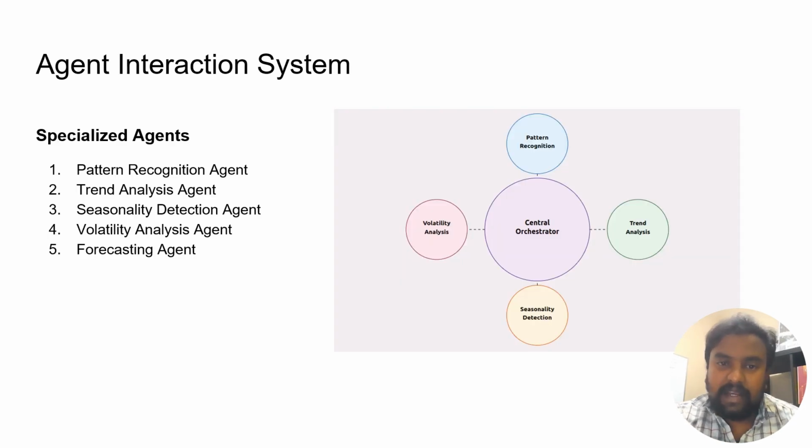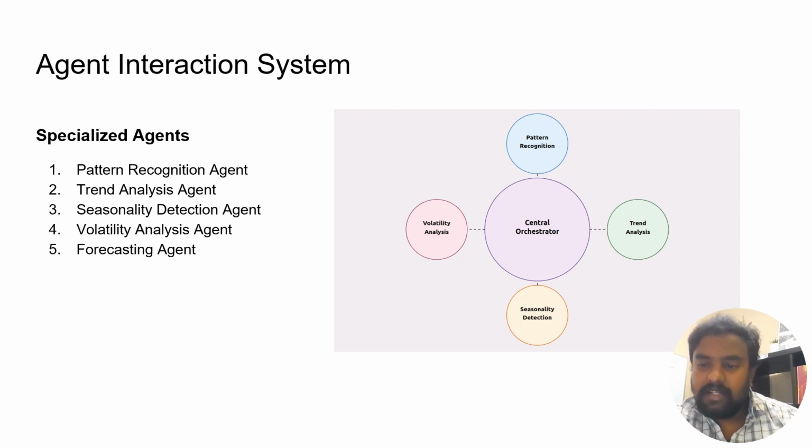It's the agent interaction system. How will the agents interact? Our solution uses five specialized agents, as I'm showing in the picture. First is the pattern recognition agent. What does the pattern recognition agent do? It identifies repeating patterns and signals.